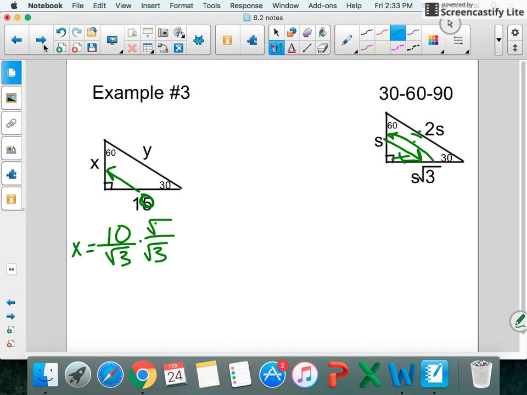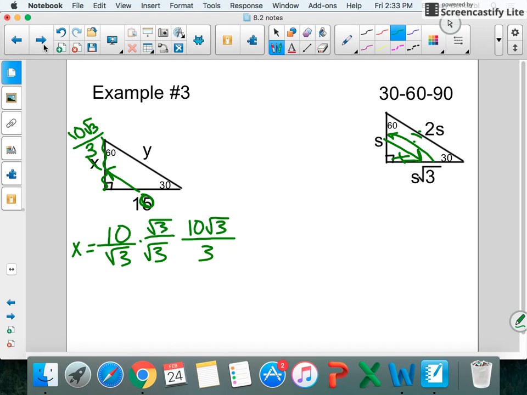I'm going to multiply top and bottom by square root of 3. 10 times the square root of 3 equals 10 square root of 3, and then square root of 3 times square root of 3 equals 3. So that is what I have for x. So now my short side is 10 square root of 3 over 3.